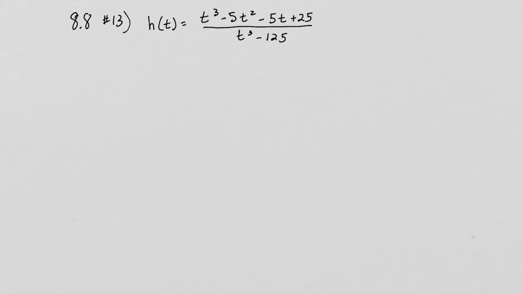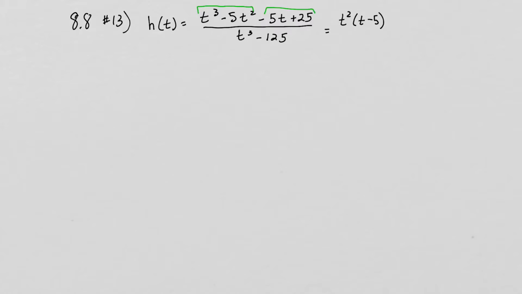Now this has 4 terms, so as we look to factor this, we think of this as 2 sets of 2 terms each. So I'm just going to put a little square bracket over those first 2 terms and the second 2 terms. The first 2 terms then have a greatest common factor of t squared. You can write t cubed minus 5t squared as t squared times t minus 5.